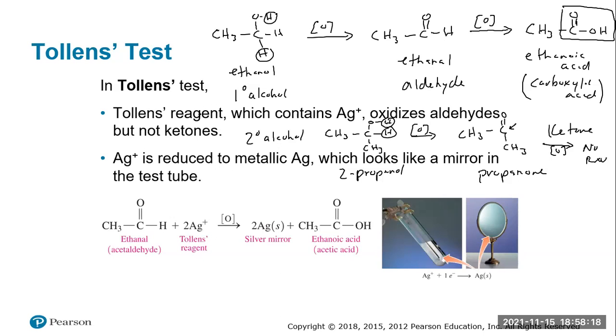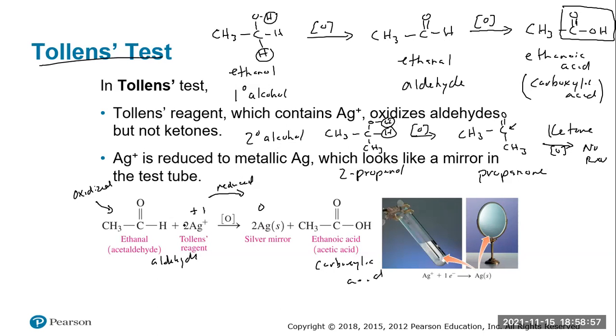So we can use a test known as the Tollens test, which uses silver. Silver is going from +1 to 0, which means the silver is being reduced. The aldehyde here is being oxidized in this case. And when this process occurs, we oxidize our aldehyde to a carboxylic acid, as we see here.